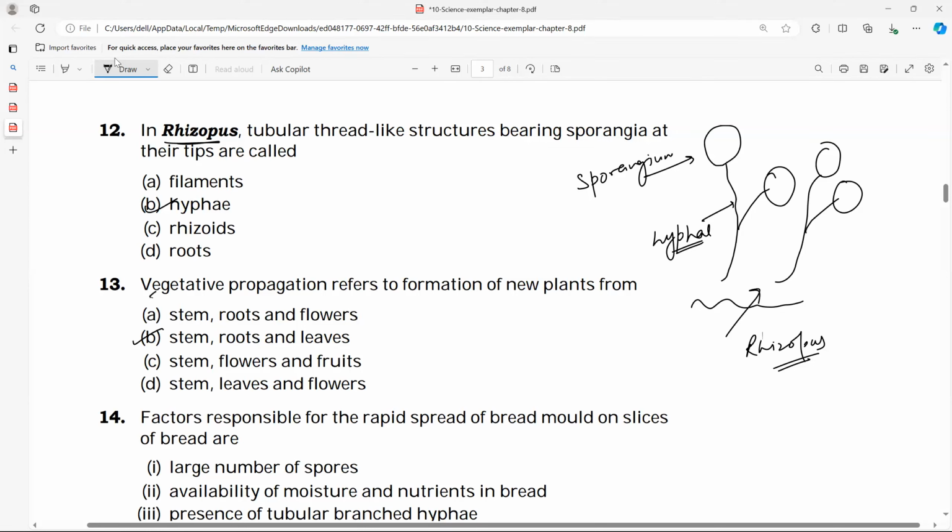Vegetative propagation is an asexual method of reproduction in which we grow plants with the help of vegetative parts without using the reproductive organs. And reproductive organs are like flowers, seed, fruit, etc. We only use leaves, stem, and roots. Okay. Next, question number 14.